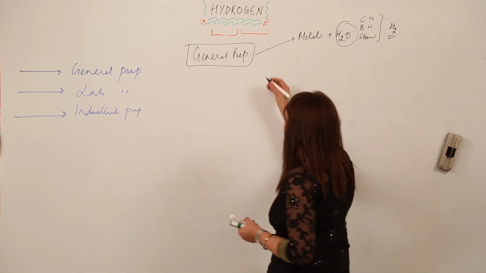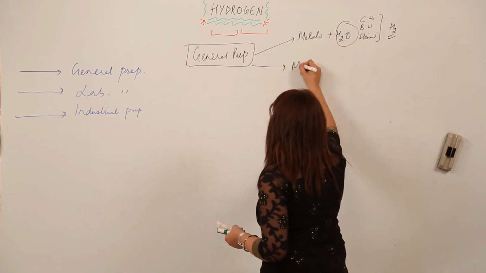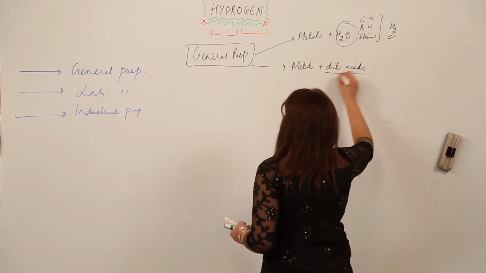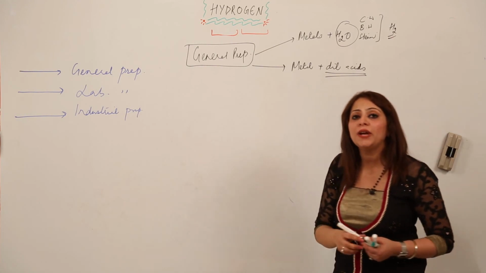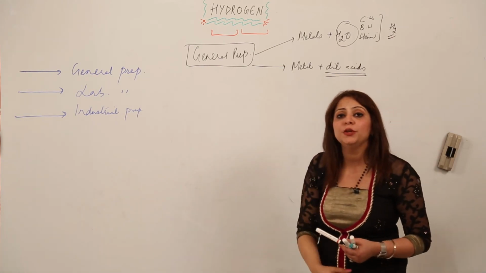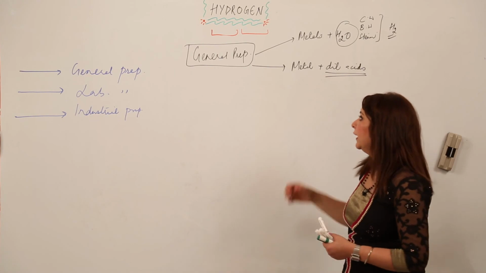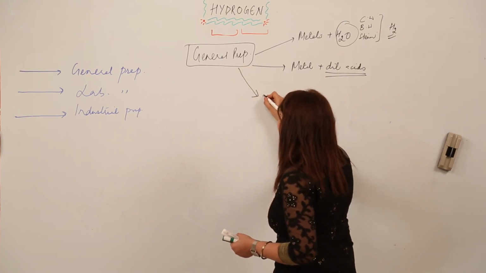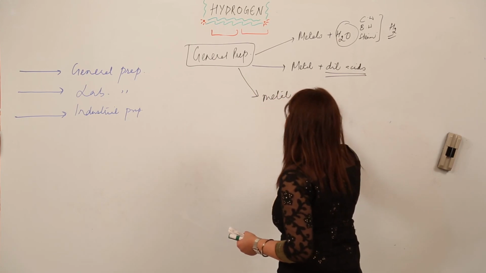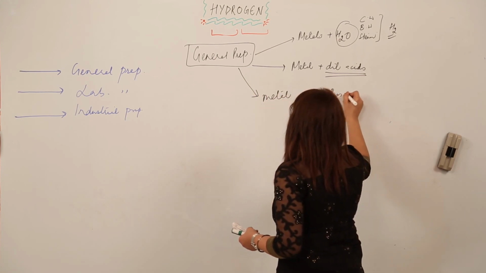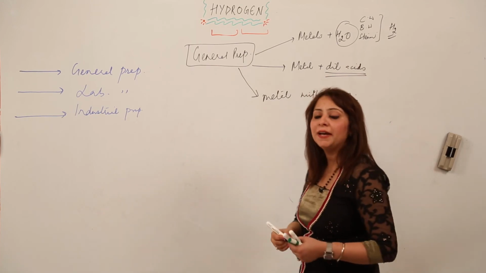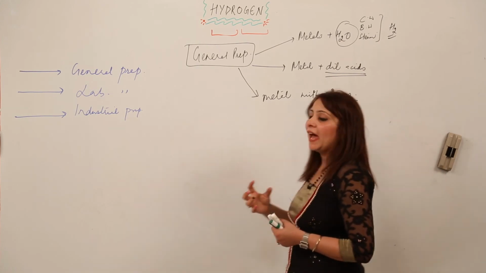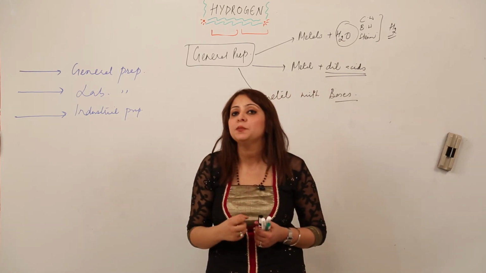The second general preparation we have is the reaction of metals with dilute acids. This we will be discussing: which dilute acids are to be used and which are not, or which metal is to be used and which can't be used, right. Likewise, the third method is the reaction of metals with bases. I think you are familiar with bases like sodium hydroxide, potassium hydroxide, magnesium hydroxide, all those compounds which have the hydroxide ion in them, they act as bases, right.